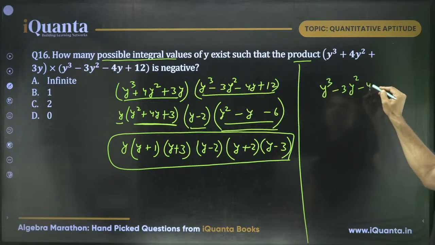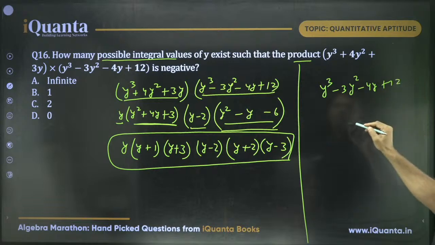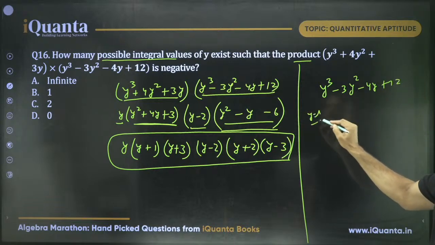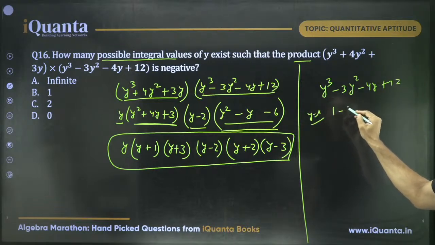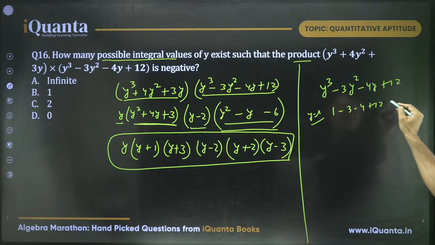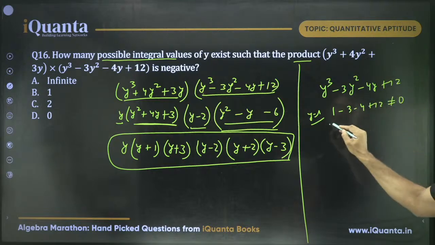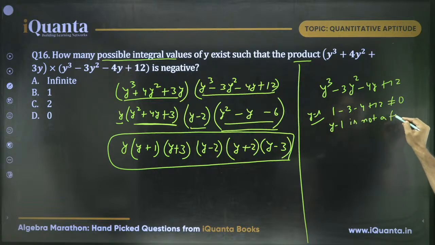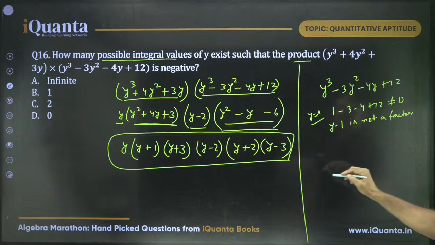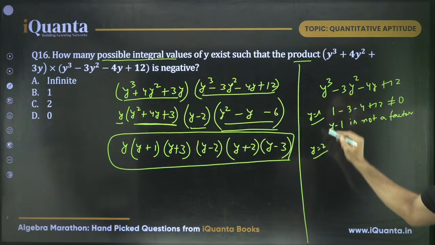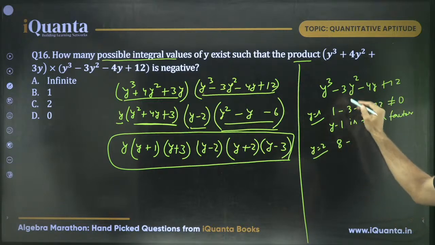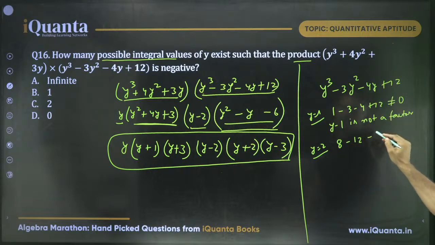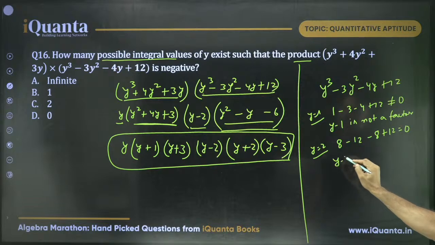y square minus 4y plus 12. If I put y equal to 1, I get 1 minus 3 minus 4 plus 12. Is it equal to 0? No. That means y minus 1 is not a factor. ठीक है? If I put y equal to 2, what do I get? I get 8 minus 4 3s are 12 minus 4 2s are 8 plus 12. Is it equal to 0? Yes. So y minus 2 is a factor.